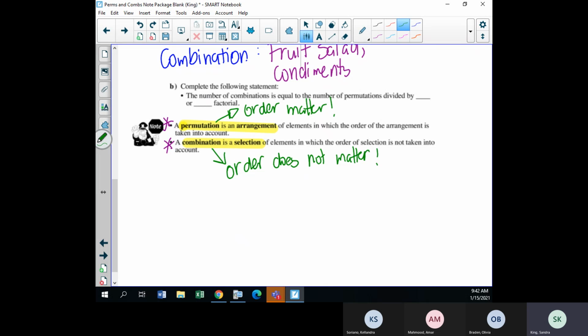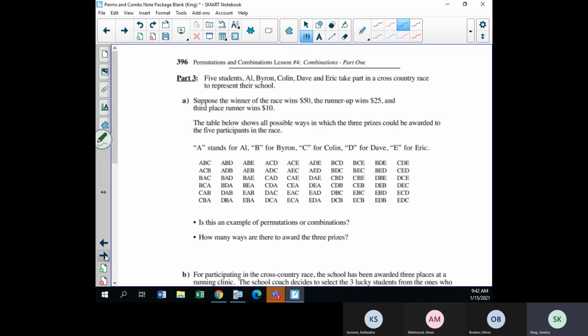Okay, flip your page. And let's do one more problem. So the first one was the books problem, one was a permutation, one was a combination. Now we're going to do a race. Okay. So 5 students, Al, Brian, Colin, Dave, and Eric, take part in a race.